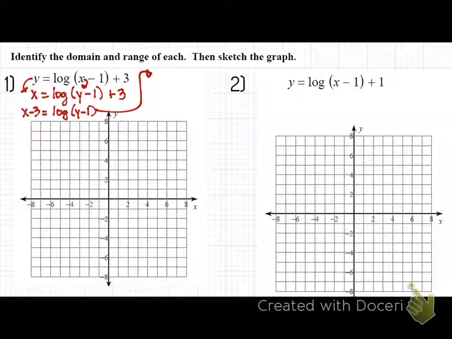Okay, we're going to convert this into an exponential equation. So you should write 10, because that's the base of our log. 10 to the x minus 3 is equal to y minus 1, right? And then we're going to add 1 to both sides. So we got 10 to the x minus 3 plus 1 is equal to y.